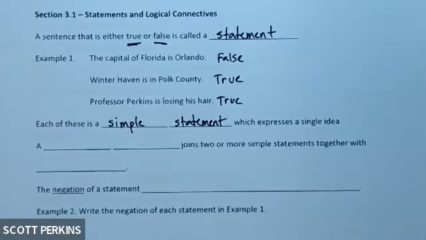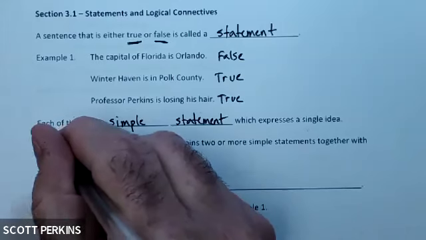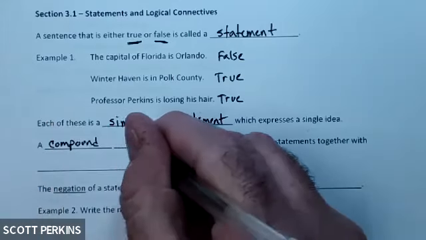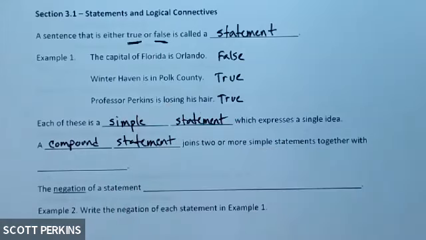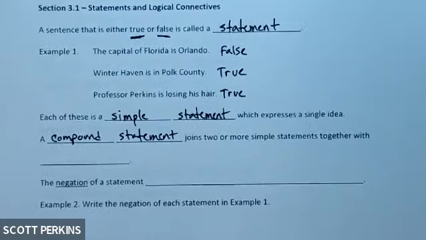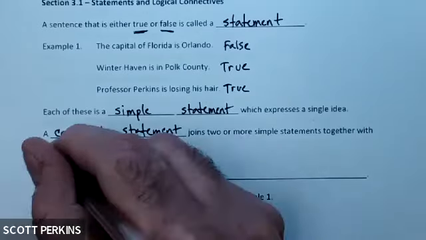So what we concern ourselves with, because our goal in here is we want to build up to the idea of what makes an argument logical. What makes what I am saying, when I am arguing my position to somebody, either valid or invalid? And so to do that, we have to concern ourselves with what's called compound statements. A compound statement joins 2 or more simple statements together with things called connectives.